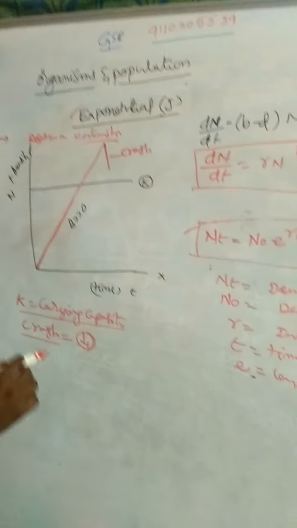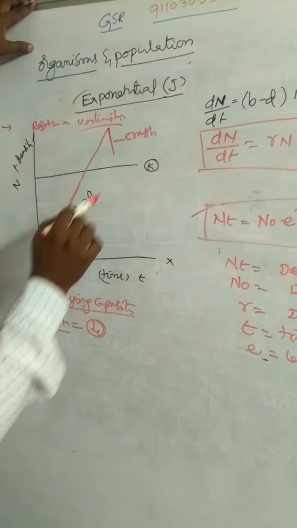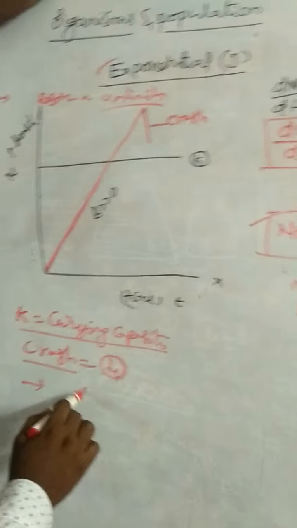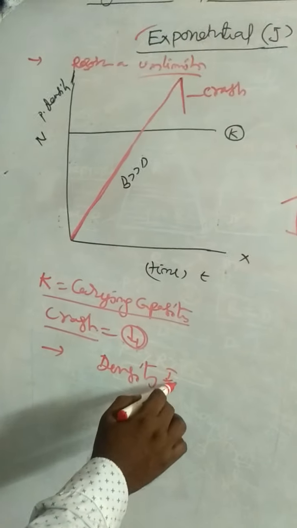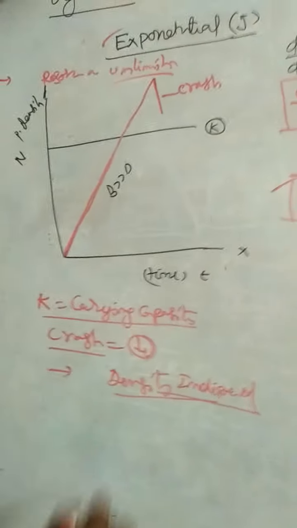In J-shaped growth curve, population growth does not depend upon the carrying capacity. So this type of exponential growth is called density independent growth curve. Density independent growth curve is J-shaped growth curve.